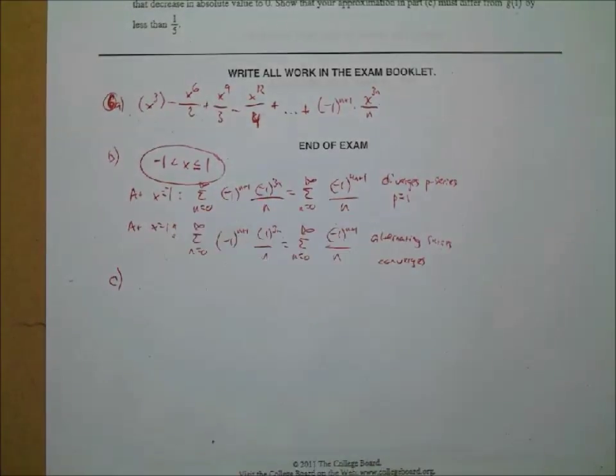Moving on. Okay, letter C then. Write the first 4 non-zero terms in the Maclaurin series for f prime of t squared. We'll get to the rest of that part in just a second. So let's just write those first 4 terms.